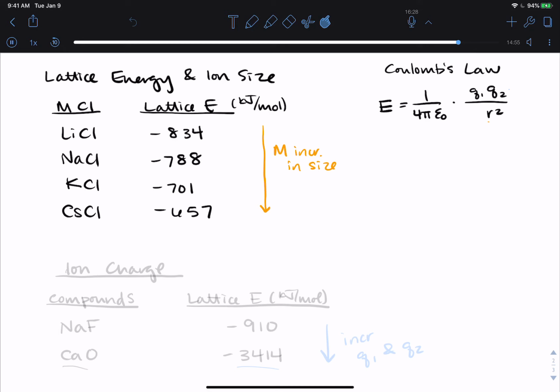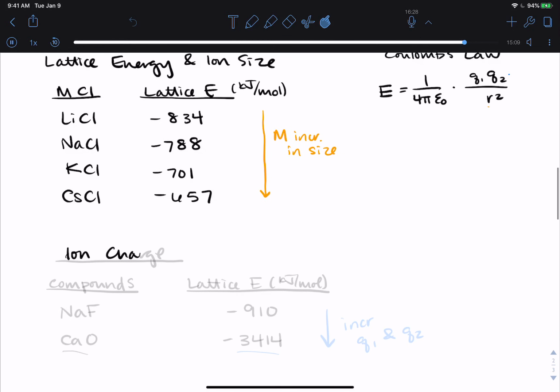Ion charge, which it's also in Coulomb's law, right? This top part right here. That you will see a trend in as well. So for ion charge, and just looking at Coulomb's law, you can kind of start to predict what this is going to look like. So if my charges get bigger, my energy of interaction should get bigger. So for some compounds, I'm going to give you lattice energy, still in kilojoules per mole.